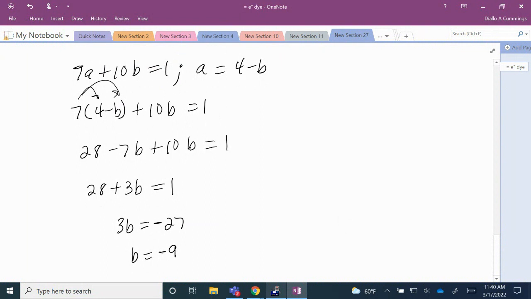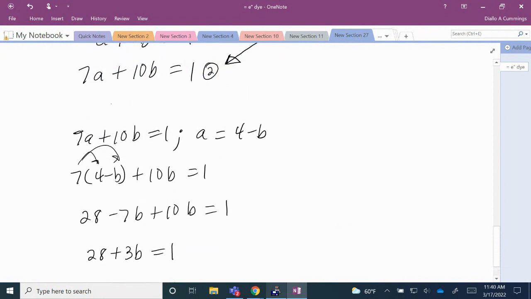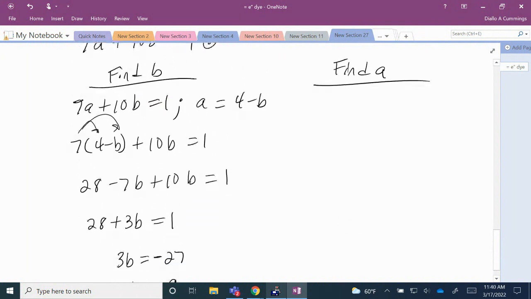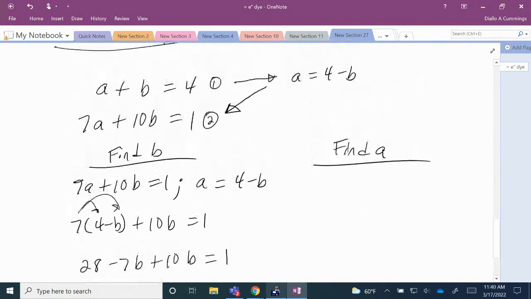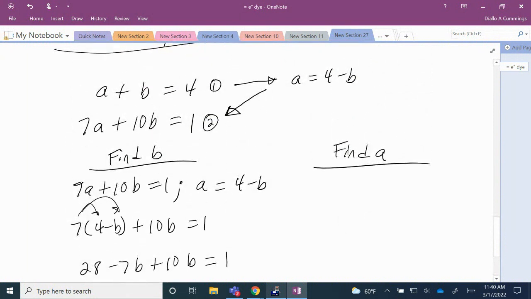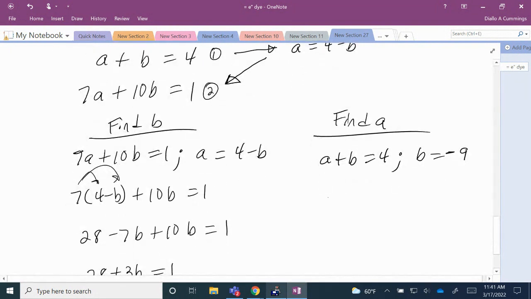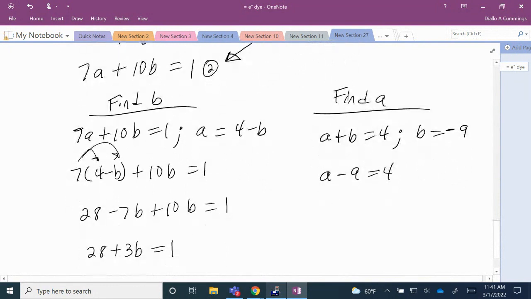Okay. Now, in order to find a, so I guess I should list this here. What we did here was we were able to find b. Now I'm going to find a. So in order to find a, we need to take the result from the previous result, which is b is equal to negative 9, and we need to substitute that into either one of our two original equations. Right, so I'm going to take that first equation, a plus b is equal to 4, and I'm going to substitute b for negative 9. Right, so I have a minus 9 is equal to 4. Add 9 to both sides, so a is equal to 13. Okay.